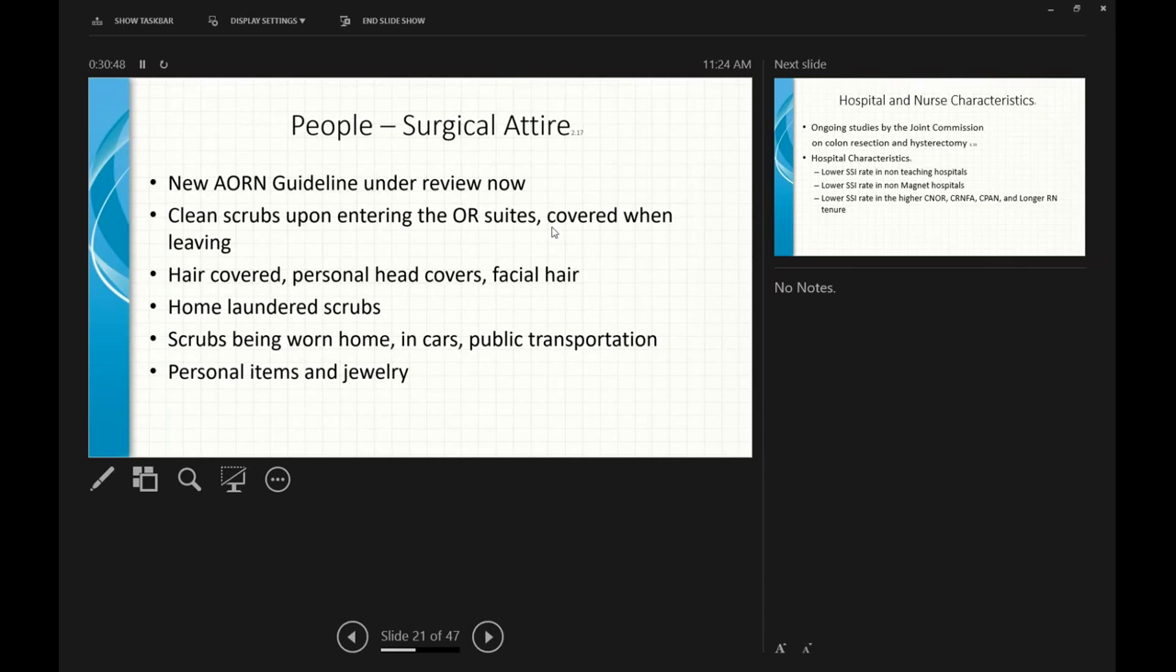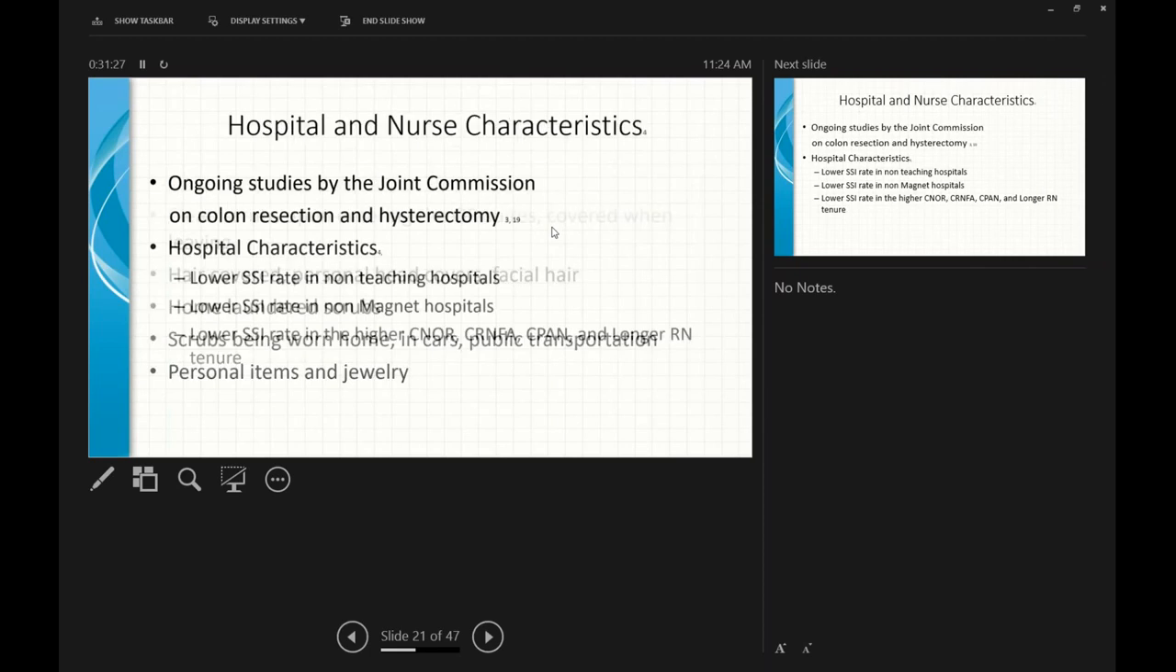Hair needs to be covered. Personal head covers need to cover facial hair too. Home laundered scrubs: a lot of hospitals save a lot of money by letting you take home your scrubs and launder them yourself. But they're being worn home in cars, public transportation, or you're wearing your scrubs home in a car where you've transported your dog to the vet. This is where I have a real problem. And personal items and jewelry can be hanging and containing contamination.